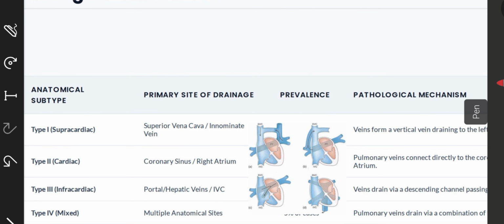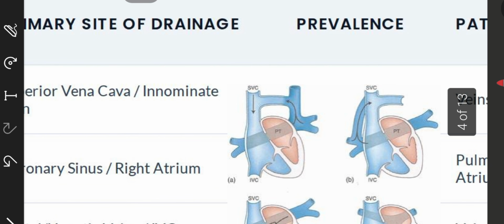Now, what are the different types of TAPVC? According to Darling's classification, TAPVC has four types. The most common type is supracardiac TAPVC, that means type 1. What happens in supracardiac TAPVC? All the four veins, 1 vein, 2 vein, 3 vein, 4 vein, get attached to each other and produce a common vein. And this vein enters the SVC, and from the SVC it drains into the right atrium.